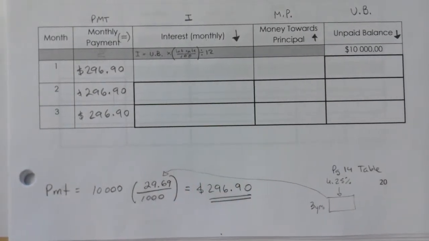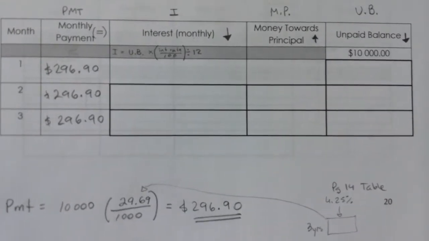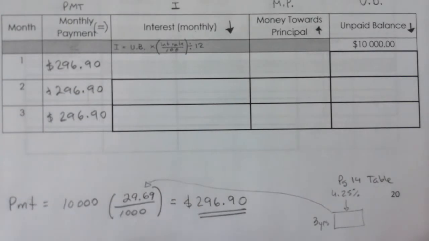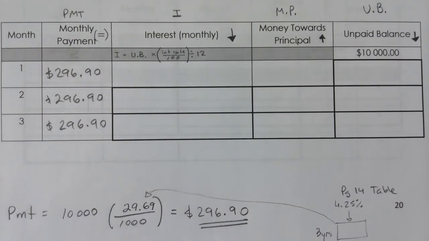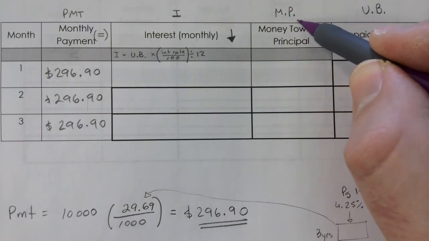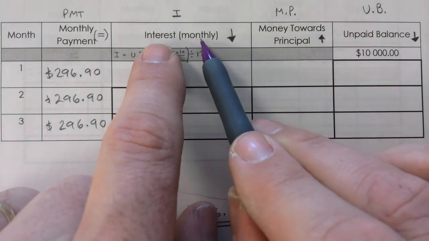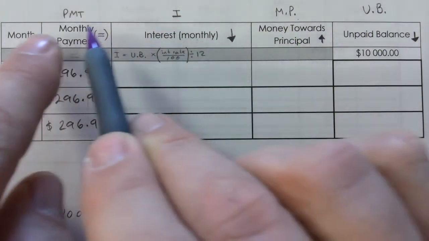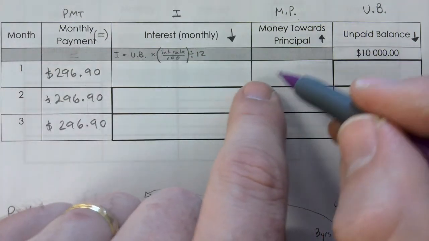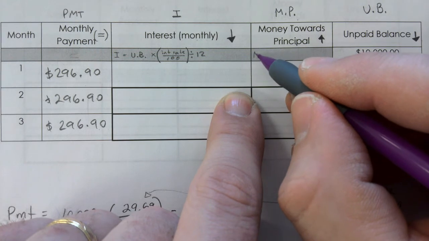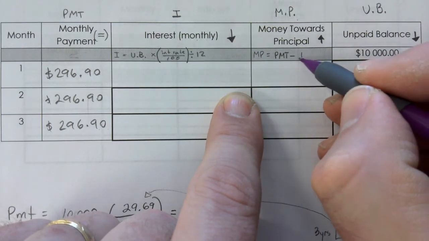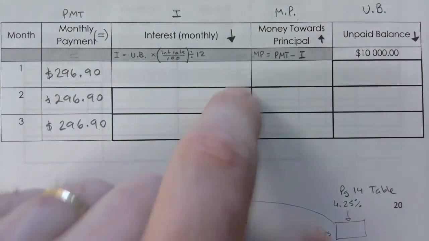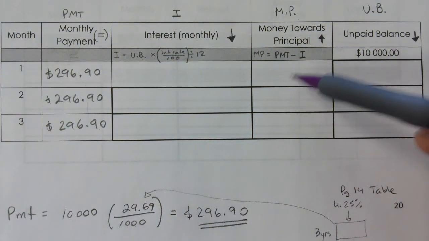Let me zoom in a little bit. I think I can do a bit more. The monthly principal, because these two, the monthly interest and the monthly principal, always make up your payment. So to get the monthly principal, I'm just going to go payment minus interest. That's how I'm going to fill in this chart.